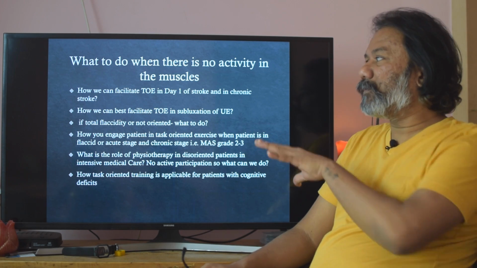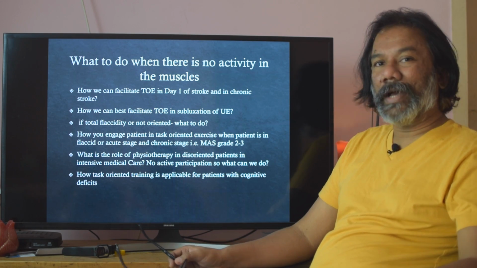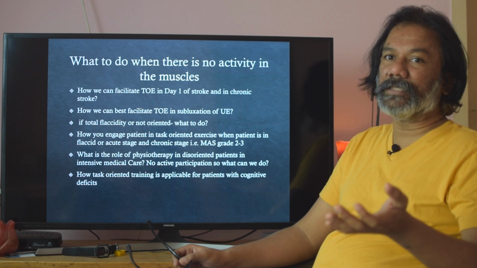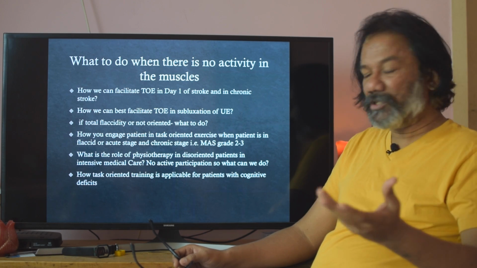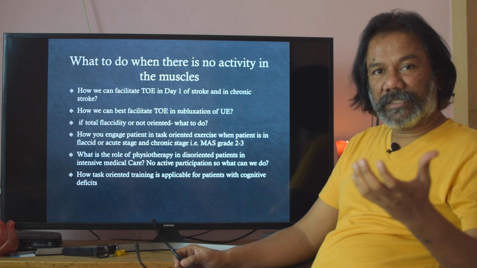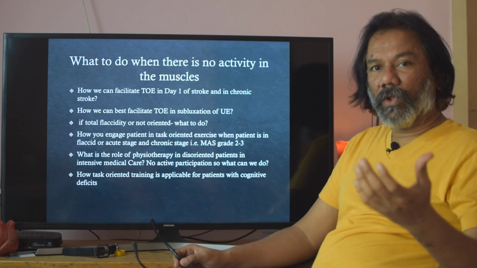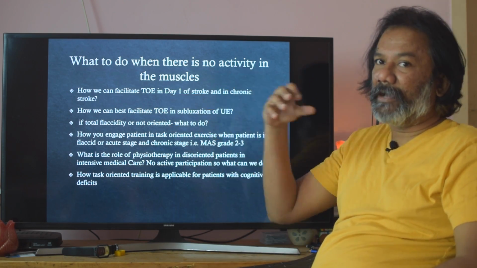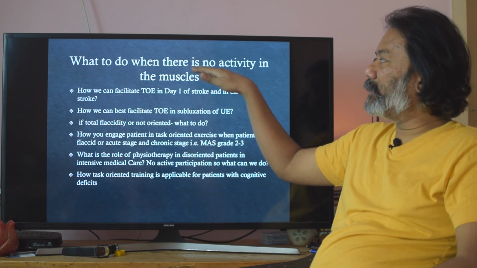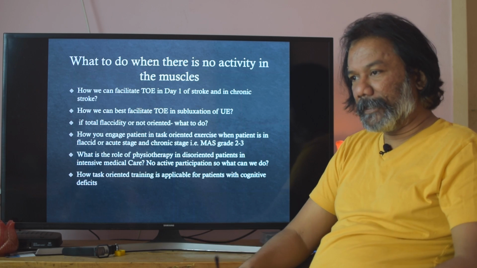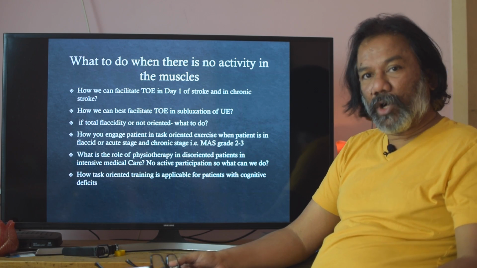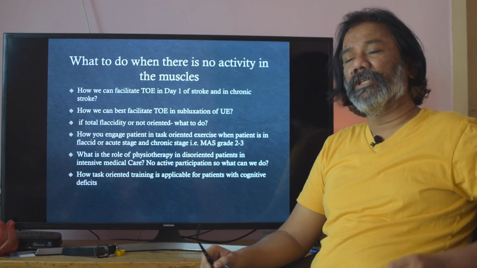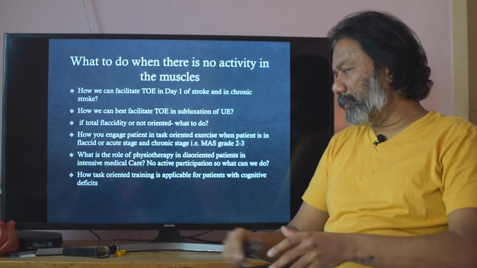There are a bunch of questions. Basically what they have asked is, if the muscle power is less, if it is flaccid, or if it is very chronic and there is no muscle activity, or if there is severe cognitive dysfunction, all these things we have put together. The question I have formed for all of these is: what to do when there is no activity in the muscles? This is a very common question for the task-oriented approach, and not only for that, for any exercise, I suppose.